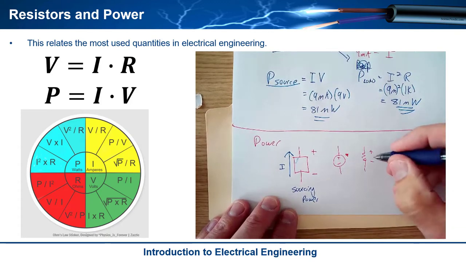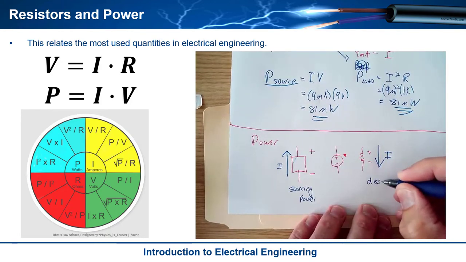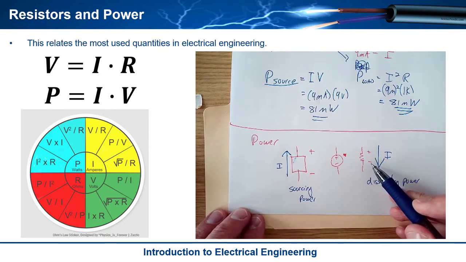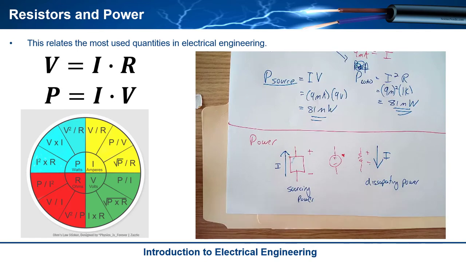If the current is going this way, that means it is dissipating power. If it flows from plus to minus, it's dissipating. If it's flowing from minus to plus, it is sourcing.